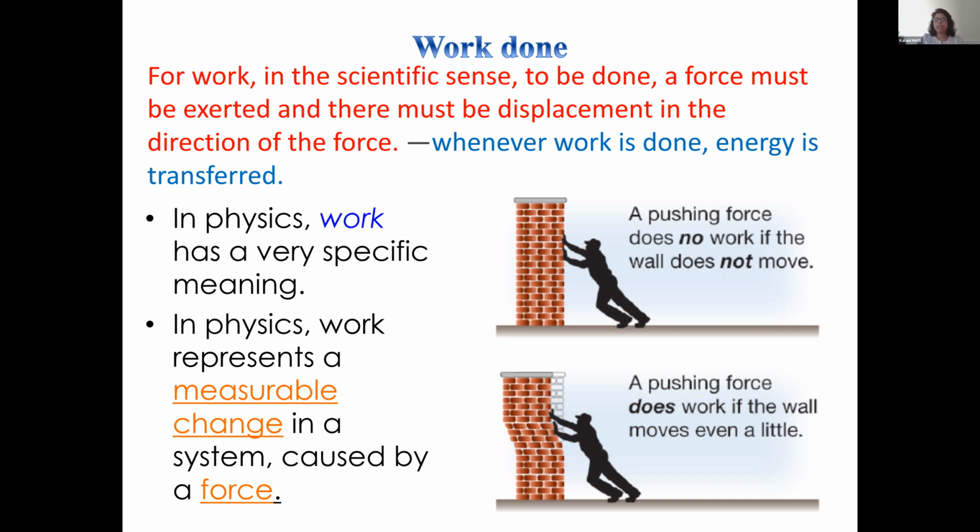Similarly here, in the first case, you see there is a wall, and that person tried to push it, but nothing happened to the wall. Then we call it zero work done. But in this case, the object at least deforms; although it does not move, part of it is deformed. Then we can call it work done. Okay, so that means there should be a measurable change to have work done in physics.